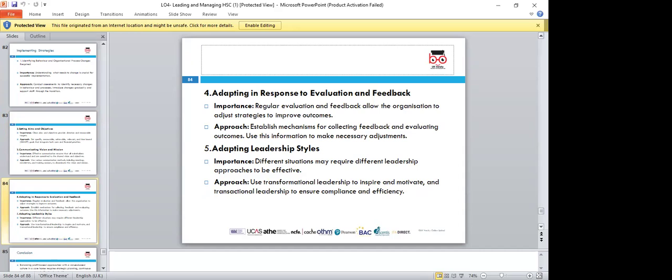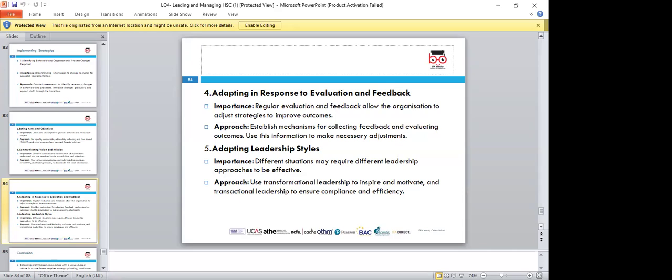Adapting in response to evaluation and feedback. We've spoken about how regular evaluation is important, so you can know what strategies you can put in place. But how do you do that? You establish mechanisms for collecting feedback from the carers or from family members, evaluating those outcomes, and use this information to make necessary adjustments.